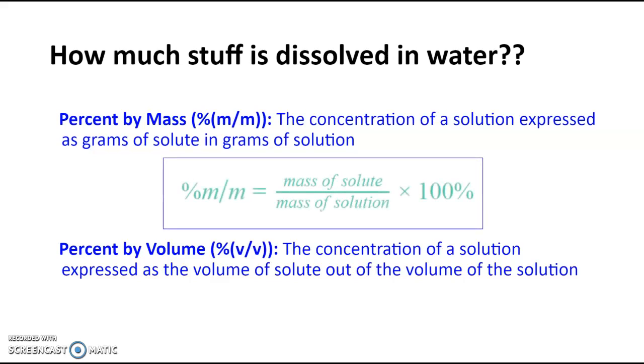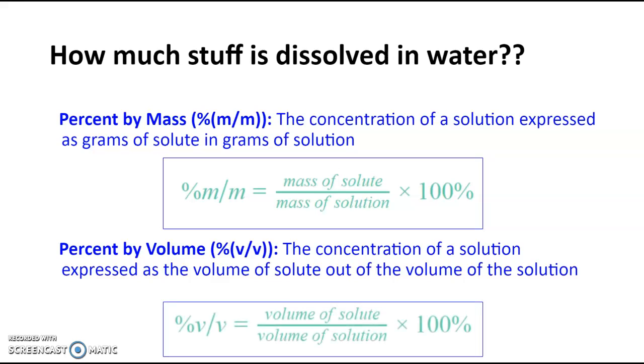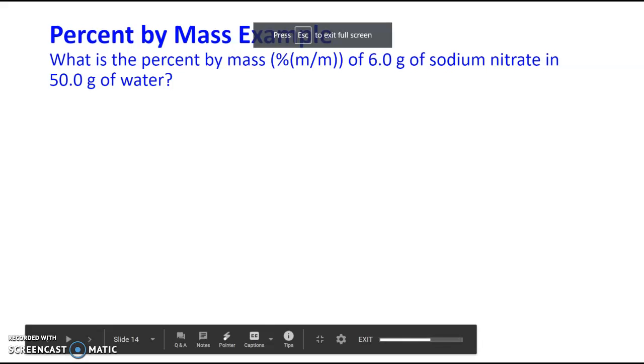So the equation for percent by mass is mass of solute divided by mass of solution times 100. And percent by volume is the same, but with volume. So volume of solute divided by volume of solution times 100. All right, so now let's look at an example of each of these.